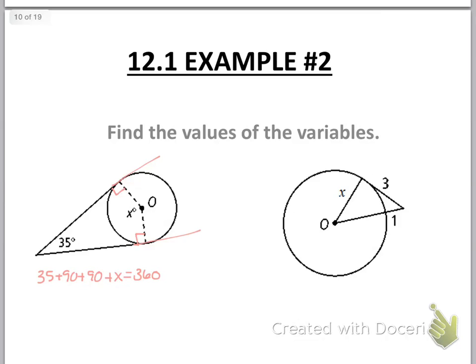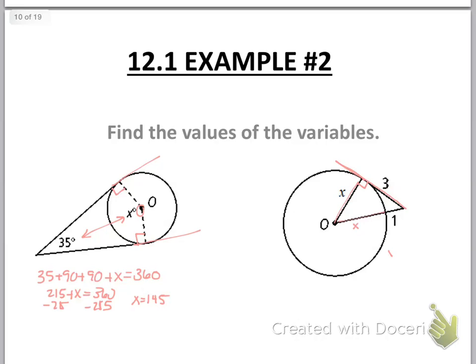So 35 plus 90, I have 125 plus my missing angle. We're going to subtract by 215. So 360 minus 215. So that angle is 145 degrees, or you can see that these are both supplementary. So that means 180 minus 35 should get me whatever this angle is here. This one, if I have a radius here, that means this one's going to be x again. This is my tangent line that's just grazing my circle, so that's where my right angle occurs.